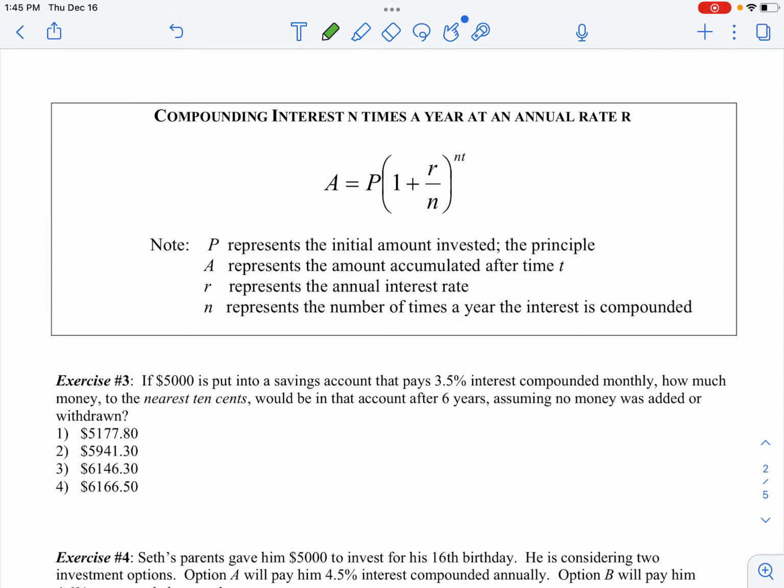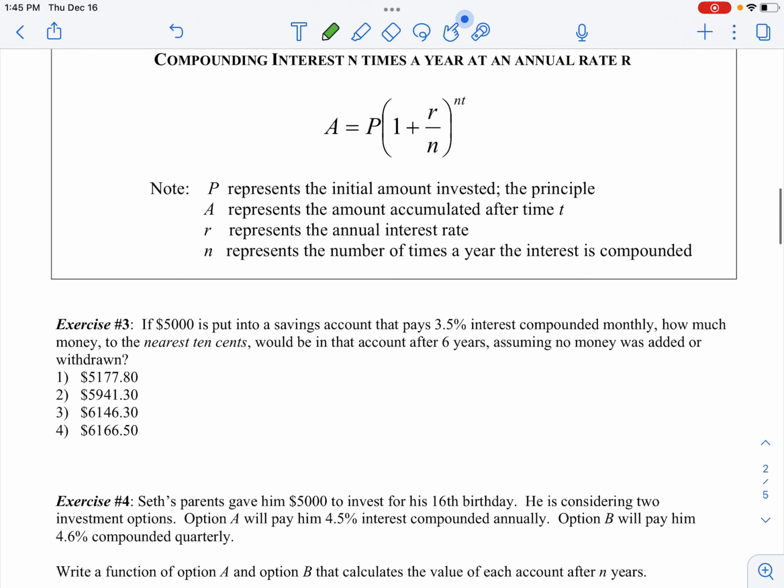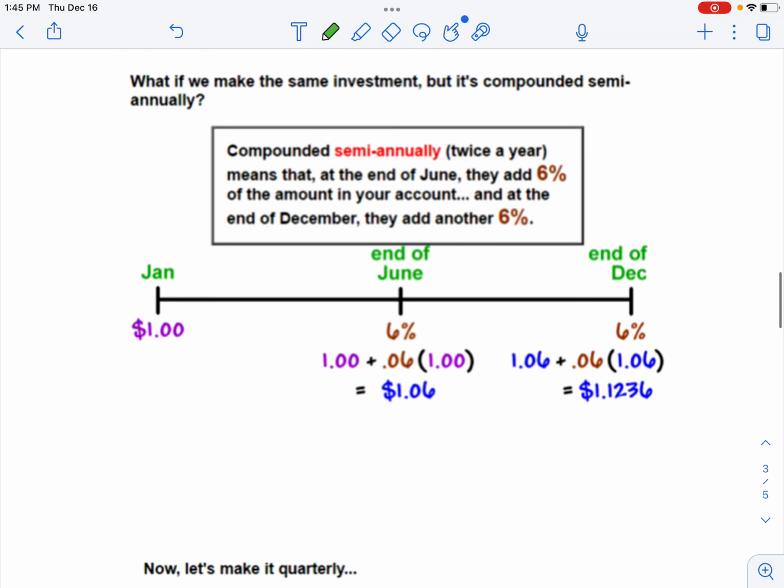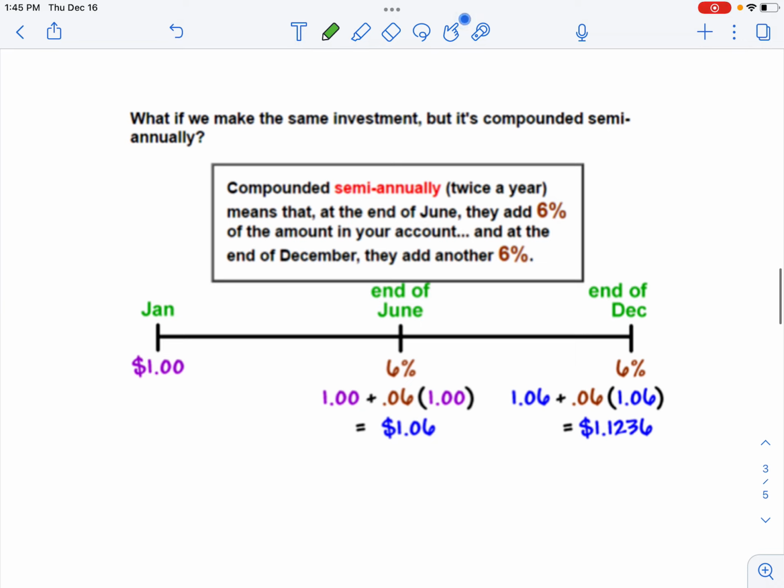Okay, so we're going to pick up with lesson 7 at compounding interest n times a year at an annual rate of r. Before we get into the formula in examples 3 and 4, I just want to go over a basic example to explain compounding n times a year. So let's go back to our example of depositing that $1 in January.